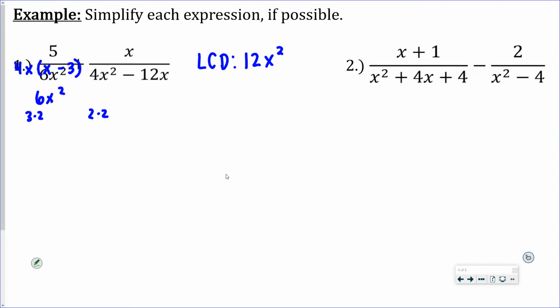Second denominator. I already took care of the 4 with the 12. Has a factor of x. Is that already in my LCD? Yeah. Do I need to multiply another one in? No. Has a factor of x minus 3. Is that in my LCD? No. So I need to do this. Okay, there's your LCD.